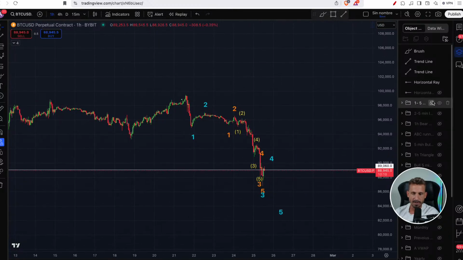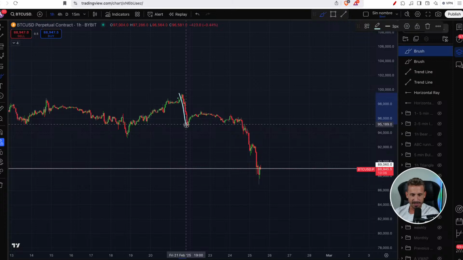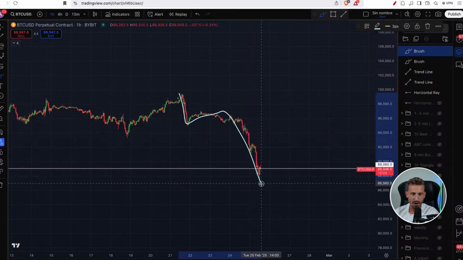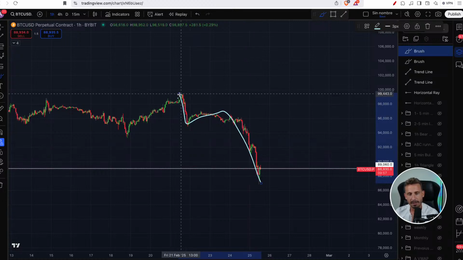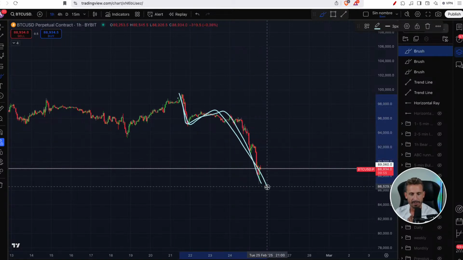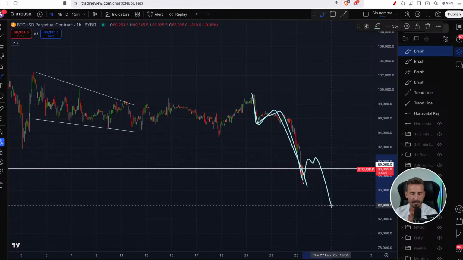When you count this movement down, it's very, very strong. Where is the correction here? There's kind of no correction still. And this is a 3-wave move down. This is a 3-wave move down. I want to see a 5-waver.